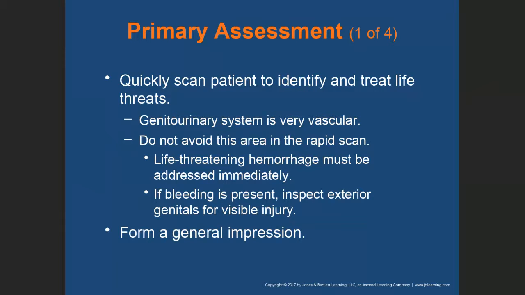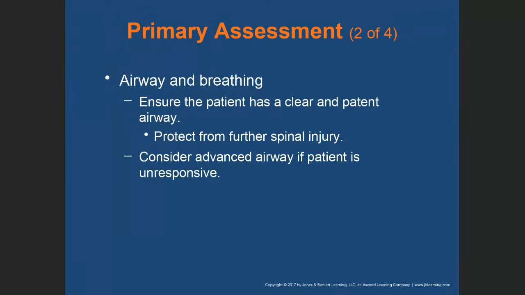Quickly scan the patient to identify life threats. This is a primary assessment now. The genitourinary system is very vascular. When a system is very vascular, it means the potential for significant blood loss exists. Do not avoid this area in the rapid scan. Life-threatening hemorrhage must be addressed immediately. If bleeding is present, inspect the exterior genitals for visible injury and form a general impression.